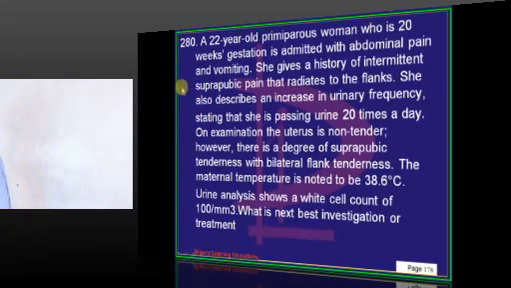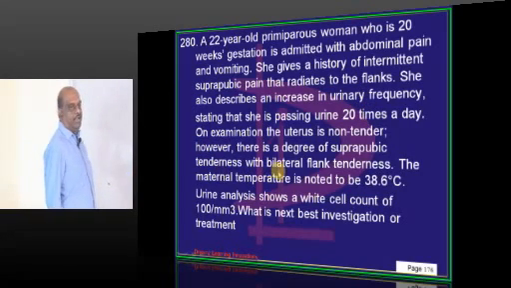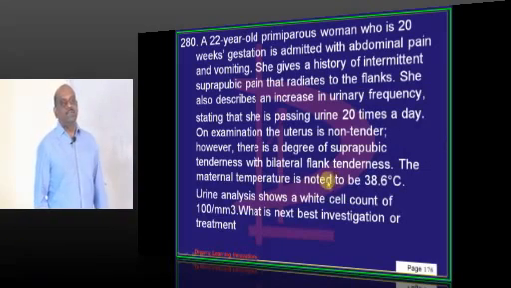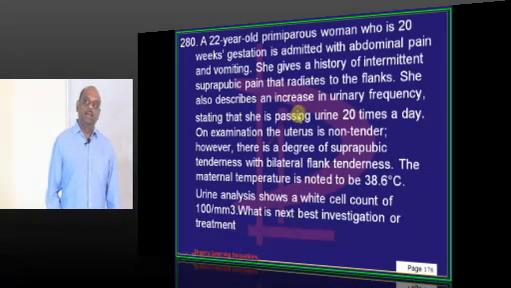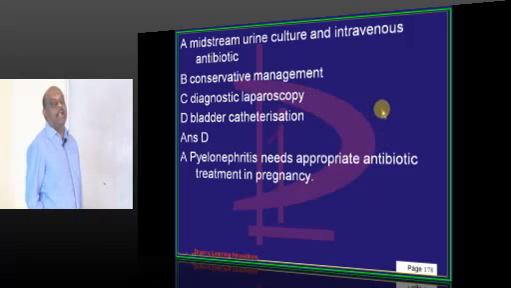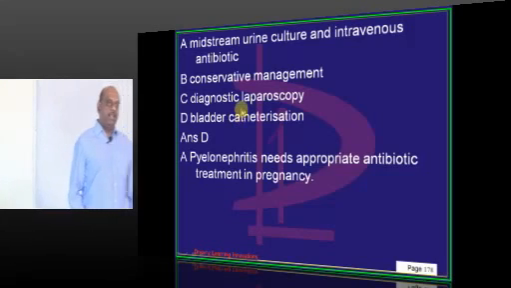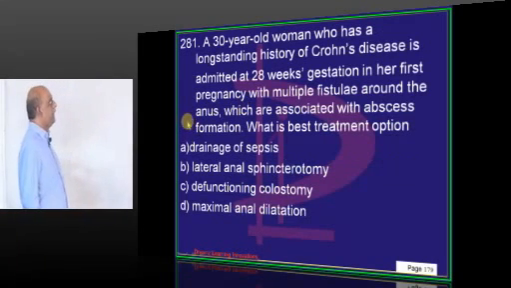A 22-year-old primiparous woman, 20 weeks of gestation, and uterus is non-tender and there is a suprapubic tenderness with bilateral flank tenderness. So whenever urinary tract infection, pyelonephritis, is there during pregnancy, one of the important things that need to be done is bladder catheterization, considered to be the most important thing, and initiate the antibiotic treatment.